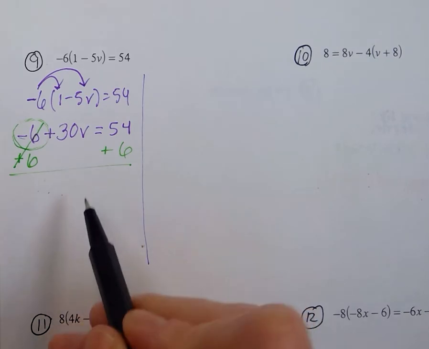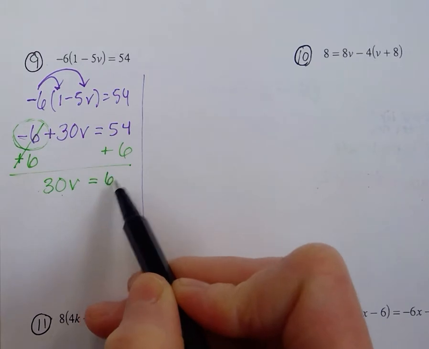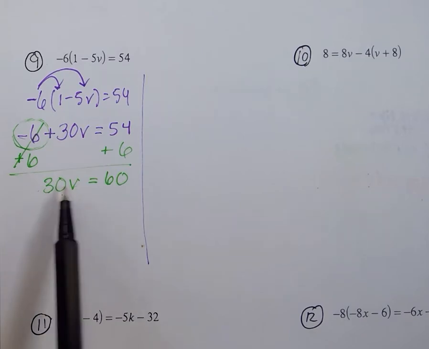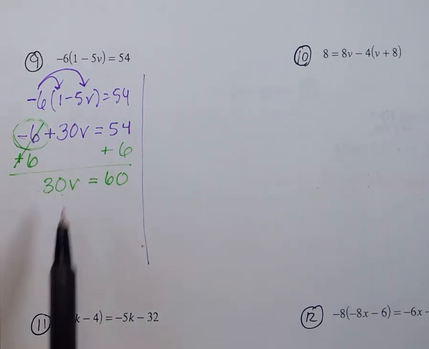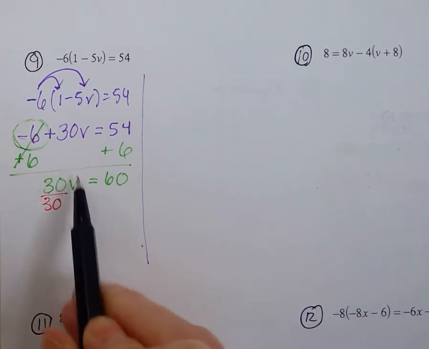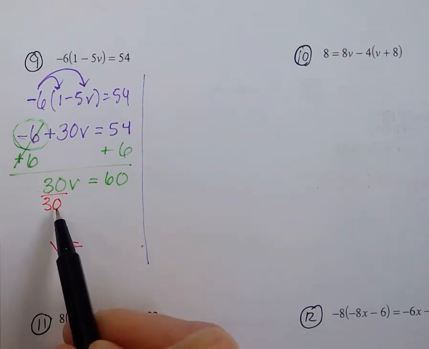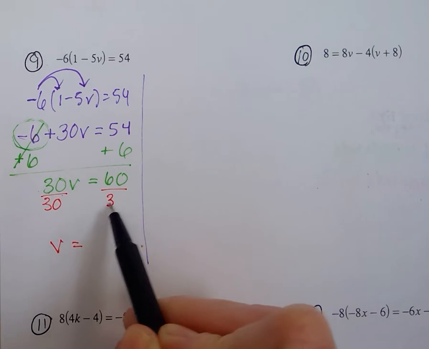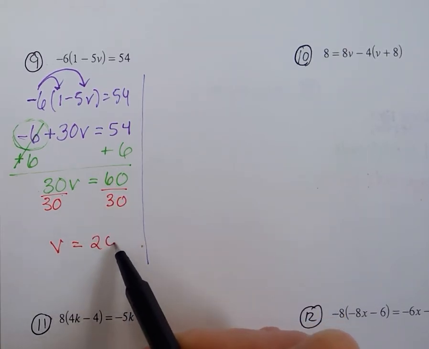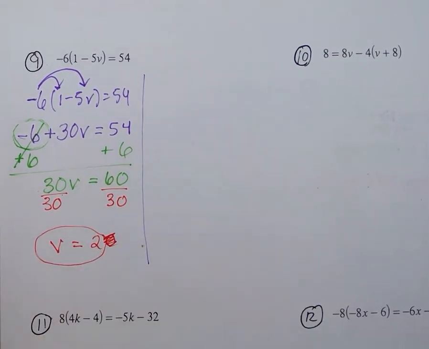Those add up to 0, so I'm left with 30v equals 54 plus 6 is 60. Now I have v's on the left, constants on the right. So these 30 v's, I want to break up into 30 groups. Because if I break the 30 v's into 30 groups, I'm left with a single v in each group. If I divide the left into 30 groups, I divide the right into 30 groups. And I get 60 over 30 is 2. V equals 2.